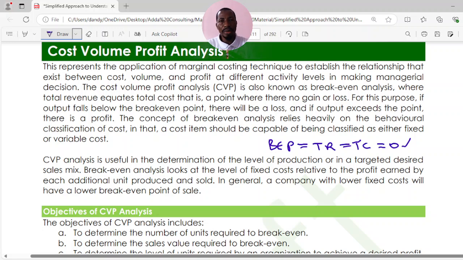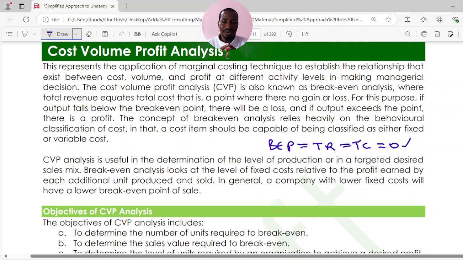So when a company wants to break even, it means that the company is not interested in making profits or in making losses. The worst case scenario is for me to be able to break even. That is the target of break-even analysis.